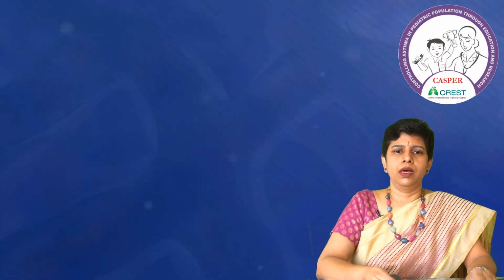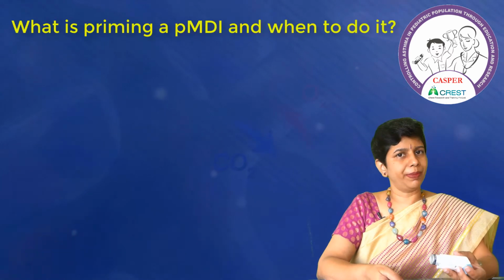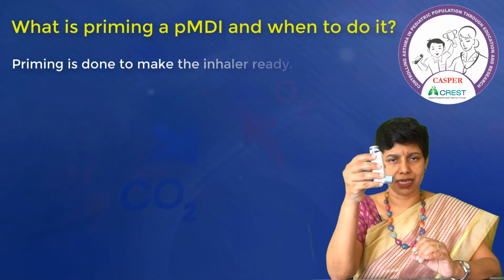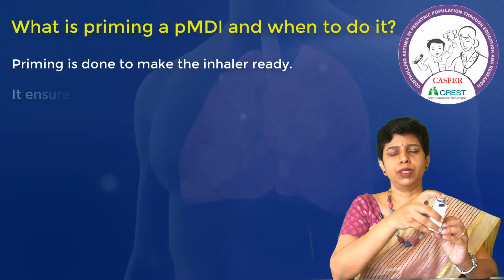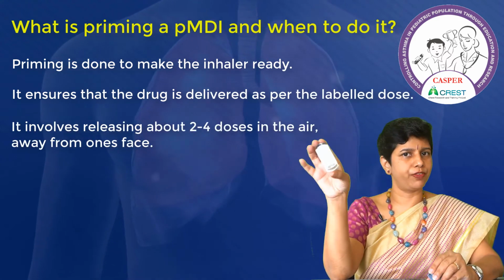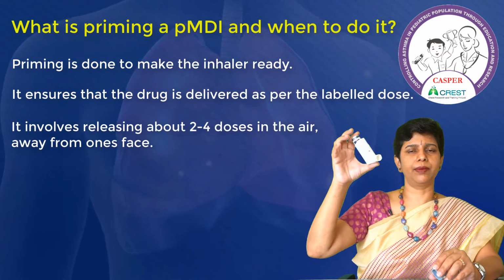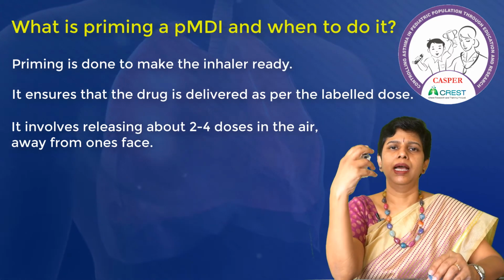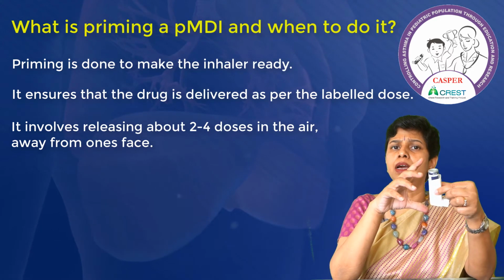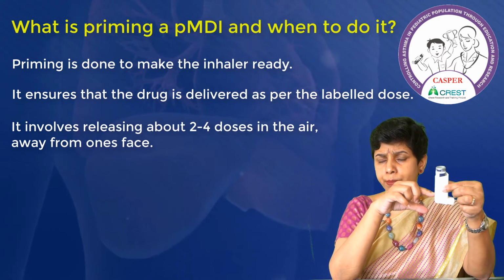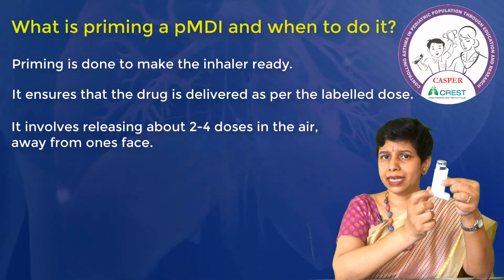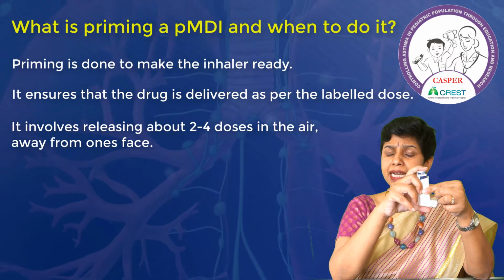Now, a few important things. What do you mean by priming? Whenever we buy a new pressurized metered-dose inhaler and start using it, we have to waste away about 3 to 4 doses into the air away from the face. So you have to shake and just waste away the dose. This is very important because the valve can sometimes be clogged due to the propellant, and the chamber inside the inhaler that collects the drug has to be filled.